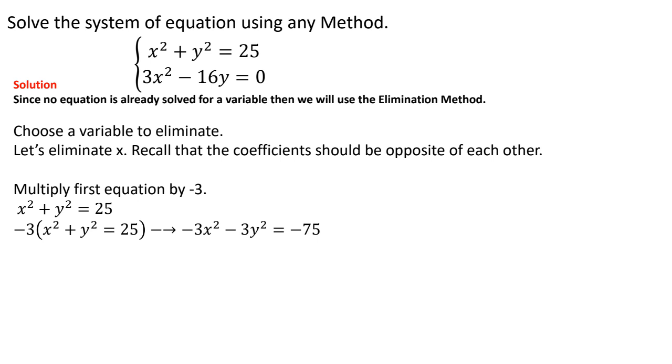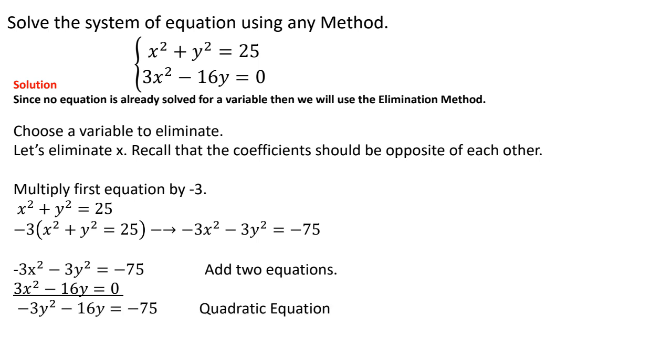So when I multiply negative 3 to this whole equation, I get negative 3x squared minus 3y squared is equal to negative 75. So now I'm going to add the two equations together. Here, negative 3x squared plus 3x squared is going to get eliminated. I'm going to get a 0. So when I add, I get negative 3y squared minus 16y, and negative 75 plus 0 is negative 75.